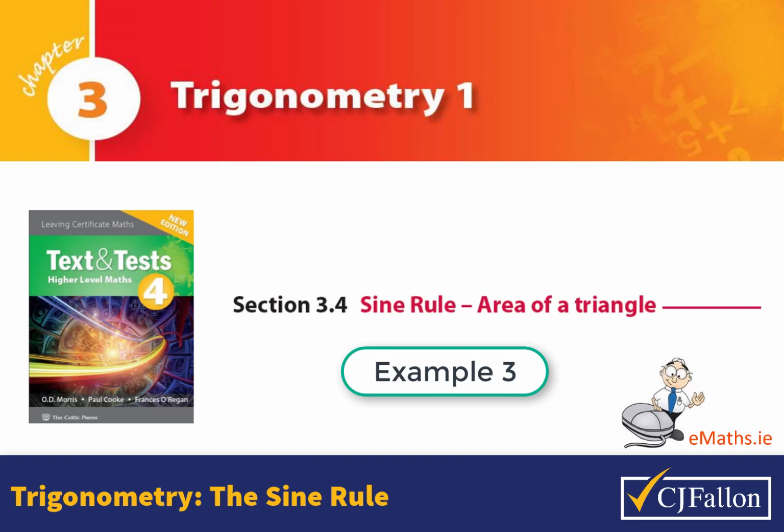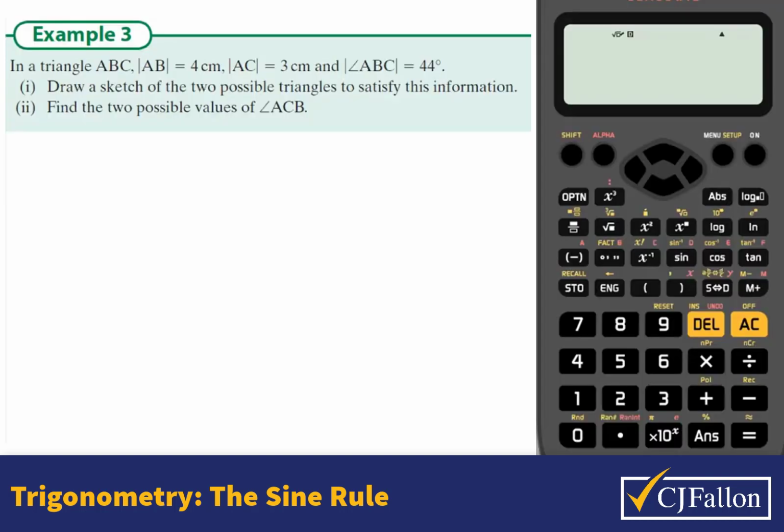In this question, we're using the sine rule to find an angle. So we're told about this triangle ABC. It has sides of 4 and 3 and an angle B of 44 degrees. Let's try to imagine what this might look like. And we're told there are two possible triangles this might look like. So let's imagine one of them. So we have a side 4 and a side 3, and the angle at B is 44 degrees.